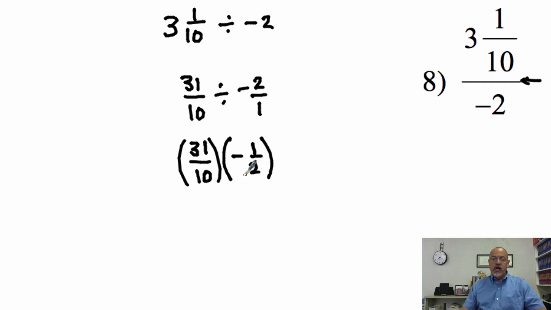There are no common factors here, so I'll just go ahead and multiply my numerator times my numerator, my denominator times my denominator, and I have a positive and a negative, which means my answer is going to be a negative. And because I could not pre-reduce, I'm not going to be able to reduce this fraction at the end either, so -31 over 20 is my final answer.